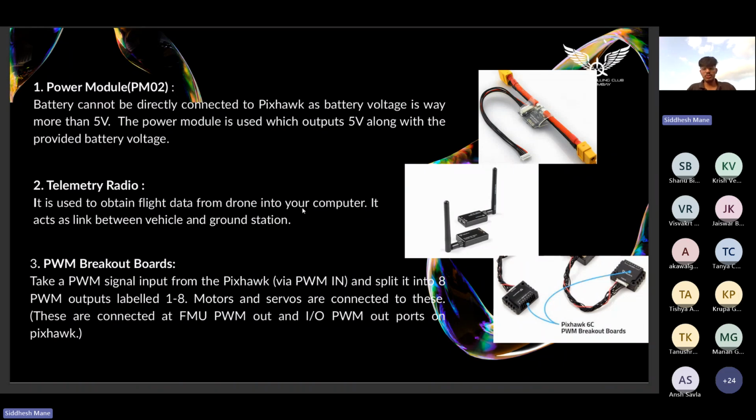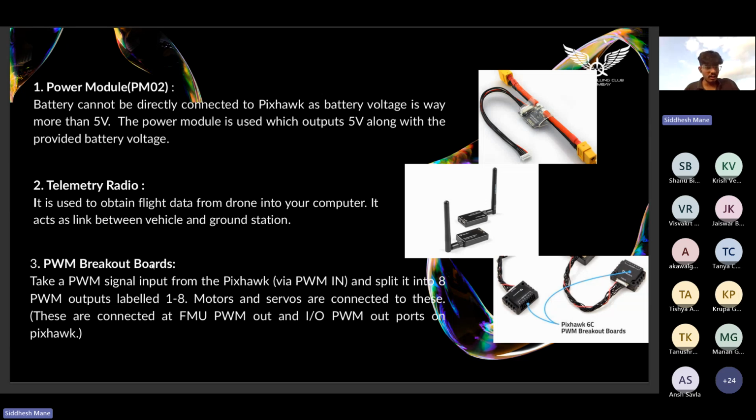Now, next is telemetry radio. There are actually 2 of them. One is connected to your drone, and it is connected to telemetry port, as I told before. And another one is connected to your laptop. So it acts like a link between your drone and the laptop. It sends data, like at what height your drone is and all that stuff. We'll come on to that later in the video.